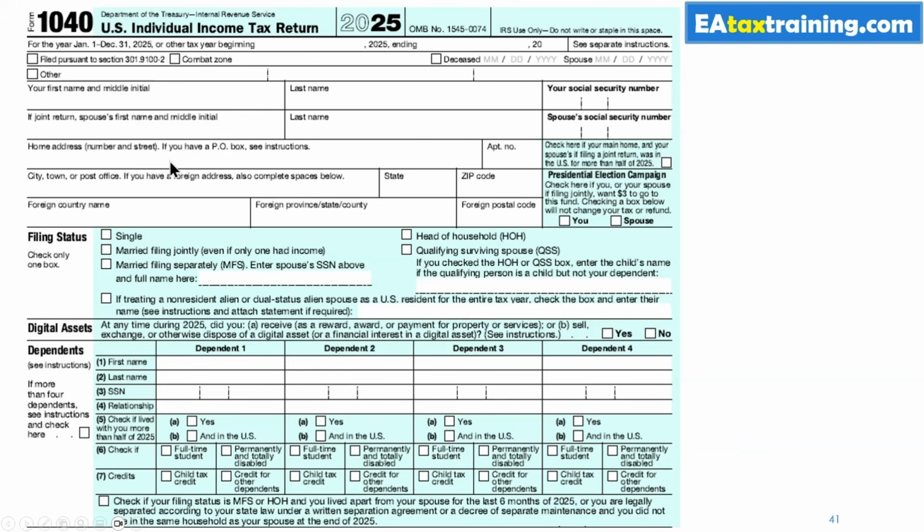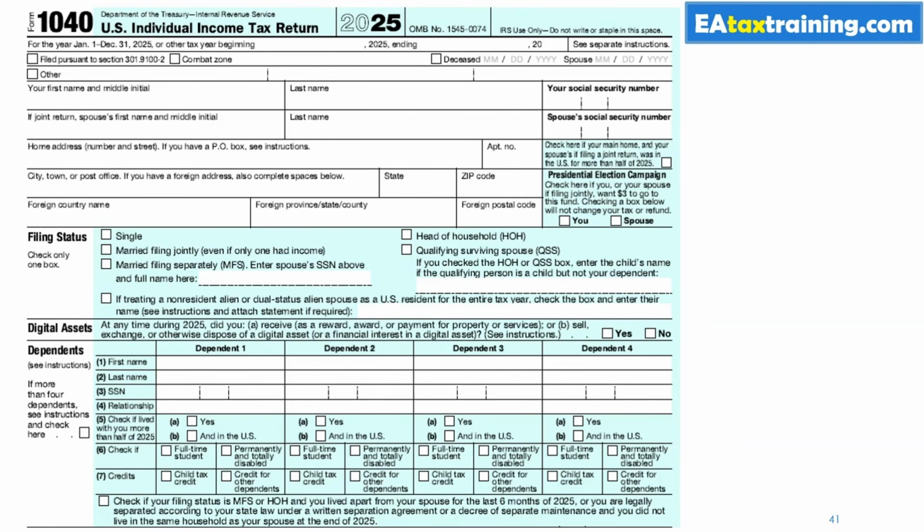Then you've got your address. You want to put the taxpayer's current address. So sometimes they'll think, well, wait a minute, at the end of 2025, I actually lived at this address, but now I've moved and I live at a different address. Which address do I put? You want to put their current address.